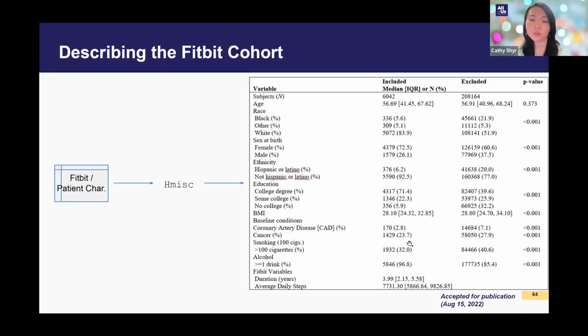We also have a little bit more information about their smoker status and also use of alcohol. And then at the very bottom, we can see the median duration of follow-up for these individuals was just under 4 years. And on average, these participants took about 7,731 steps per day.